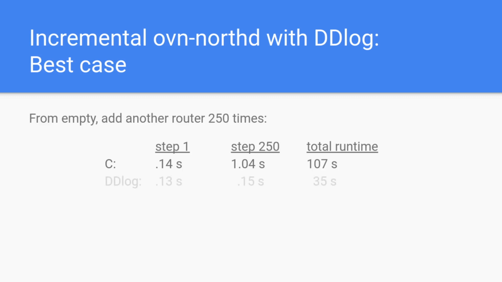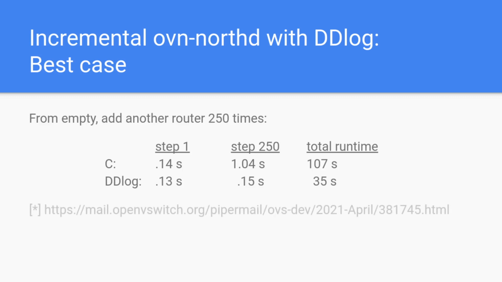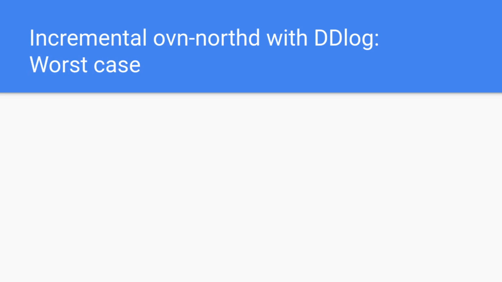And so the total runtime for this is 107 seconds. Now the ddlog version, where ddlog does incremental computation automatically, starts out at 0.13 seconds, and in step 250 it has only increased to 0.15 seconds. So the total runtime is basically just 0.13 times 250, and our total runtime is much faster. And you can find the details from that on the mailing list.